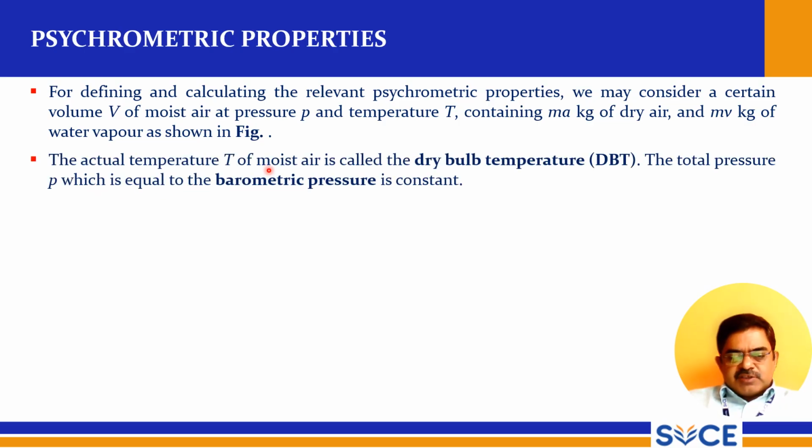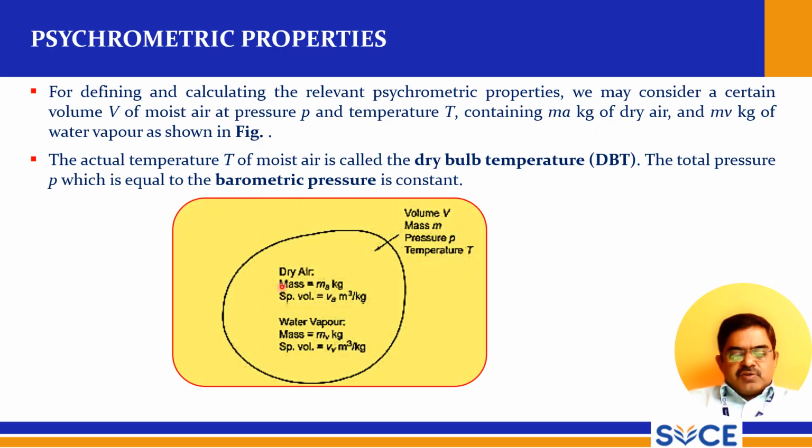The actual temperature T of moist air is called the dry bulb temperature. That is DBT. It is the actual temperature of moist air. The total pressure P, which is equal to barometric pressure, is constant.